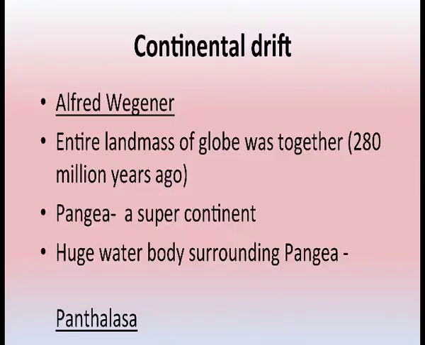According to this theory, the entire landmass of the globe was together around 280 million years ago and gradually it broke down and drifted apart horizontally. There was Pangaea around 280 million years ago and that was a supercontinent, and there was a huge water body surrounding the Pangaea.